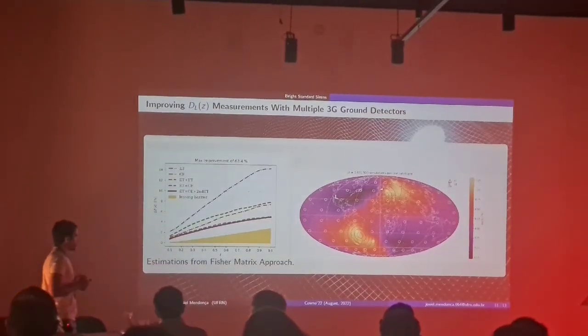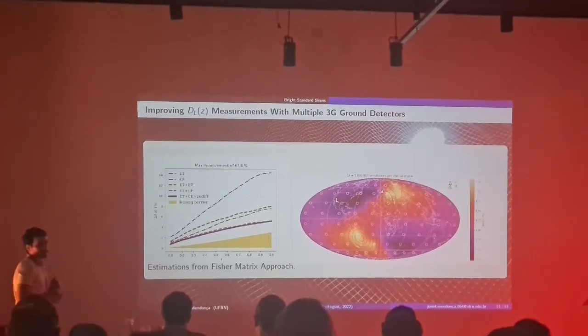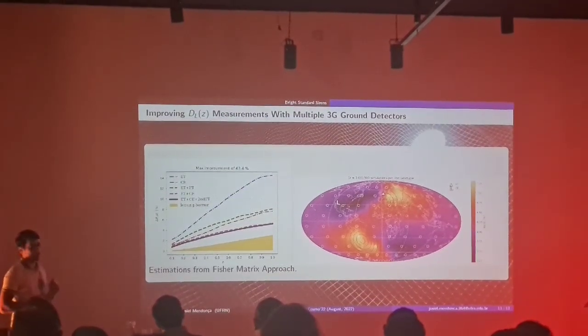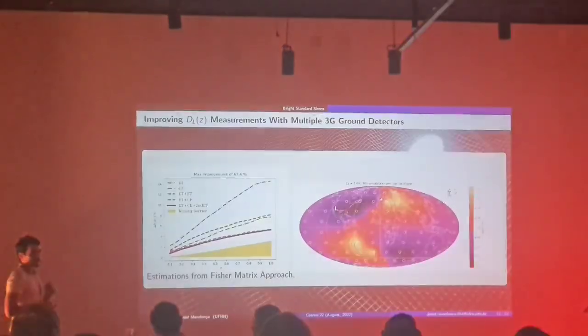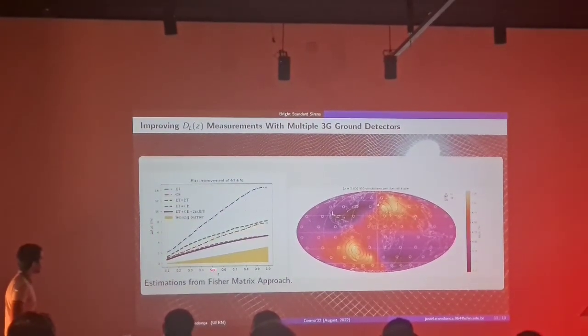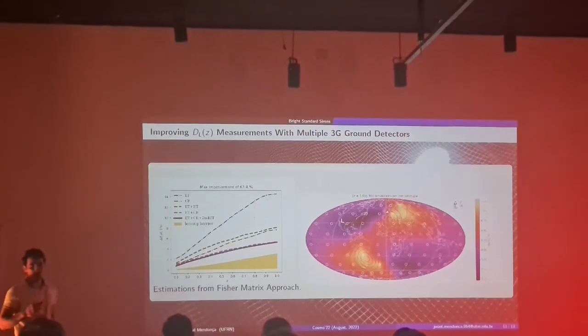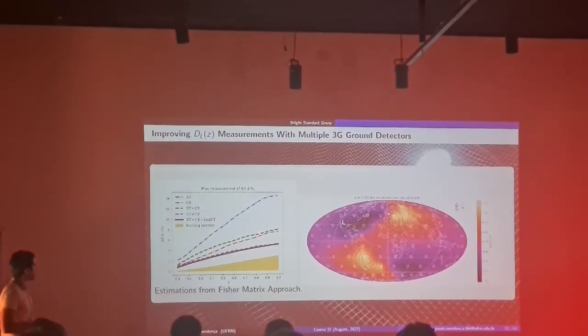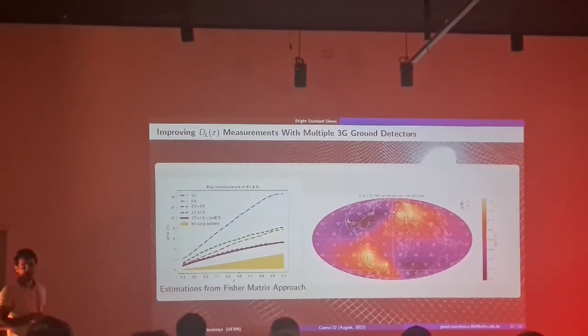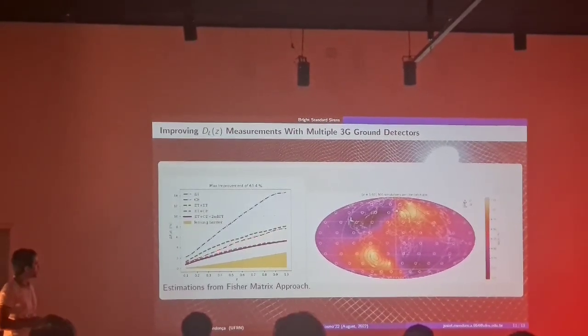And here's one example of how we can improve the uncertainty of the luminosity distance with other detectors. For example, if we have only the Einstein Telescope, we will have this over here, related to the uncertainty of luminosity distance with the redshift. We have this one here in blue. If we have only the Cosmic Explorer, we have this one. This is using a Fisher matrix approach. And if we combine the Einstein Telescope and Cosmic Explorer, we have this red group here.